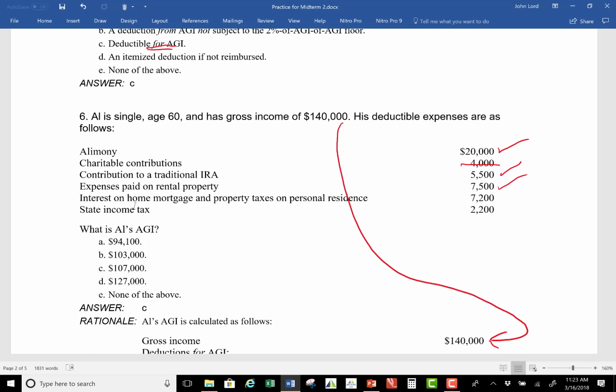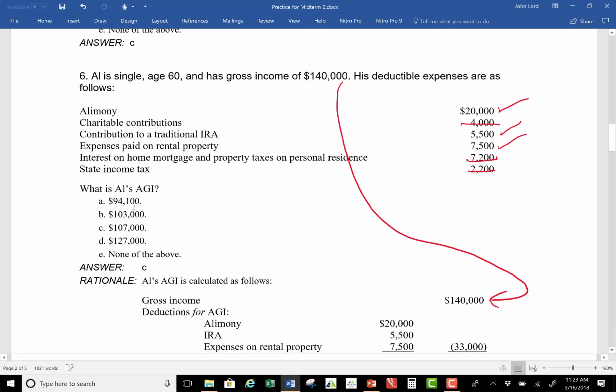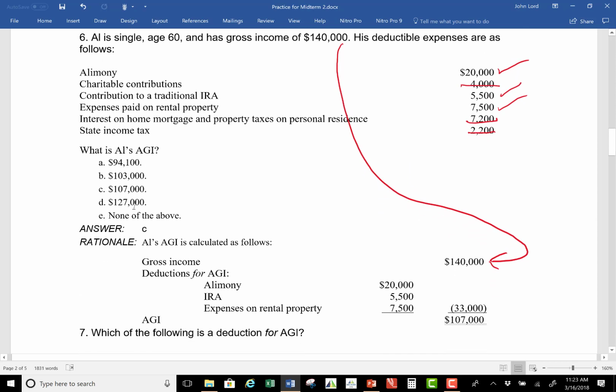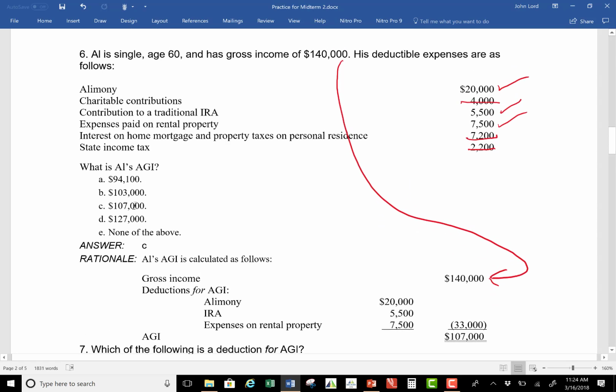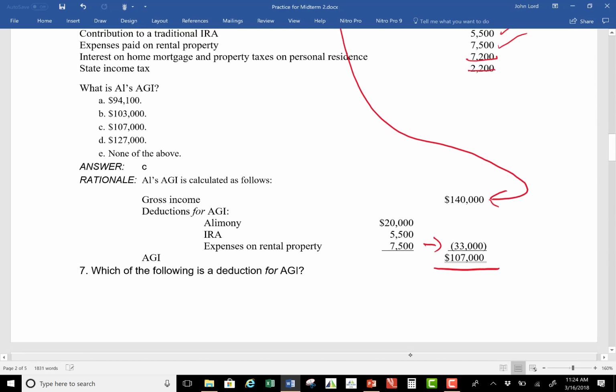How about interest on home mortgage and property taxes on the personal residence? Those are what? From AGI. Those are itemized deductions, right? How about estate income tax? Those are what? From AGI as well. Okay, so when we take a look, he can take, did I miss the expenses on the rental? No, I got it. The expenses on the rental, the IRA deduction, and so he can take these as deductions for AGI, and so his adjusted gross income would be $107,000.